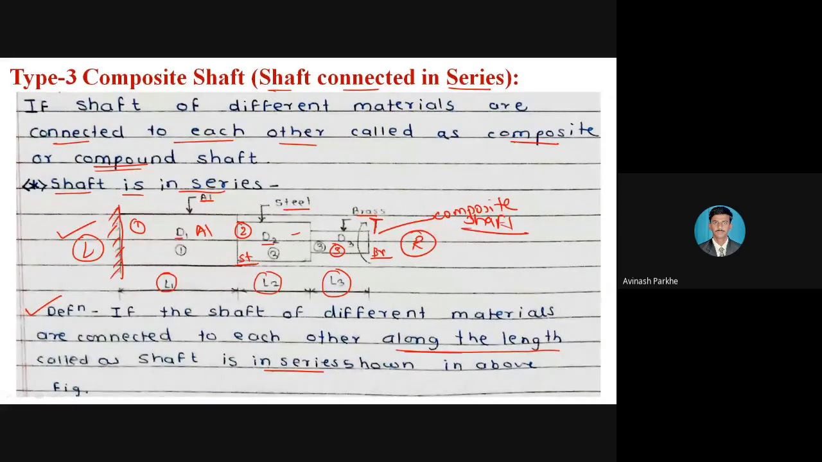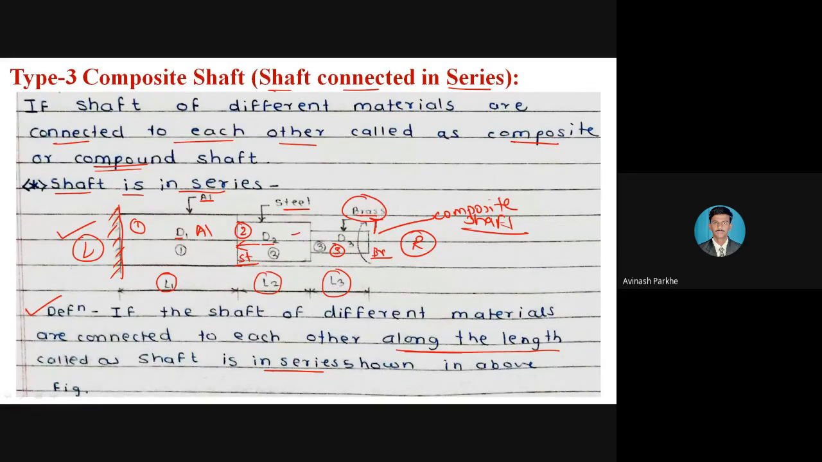So in this figure, the torque T is applied at the free end only on the brass material. But as shaft number 3 is connected to shaft number 2, the same torque we have to consider for shaft number 2 also. As shaft number 2 is rigidly connected to shaft number 1, the same torque we have to consider for shaft number 1. So in this construction, one end of the shaft is fixed, and at the other end the T amount of torque is applied, and the same torque we have to consider for shaft number 1, shaft number 2, and shaft number 3.